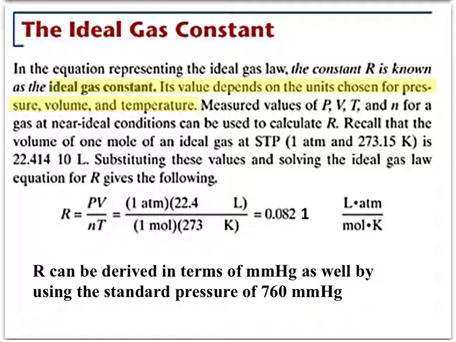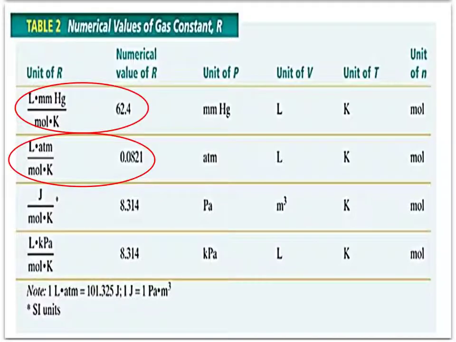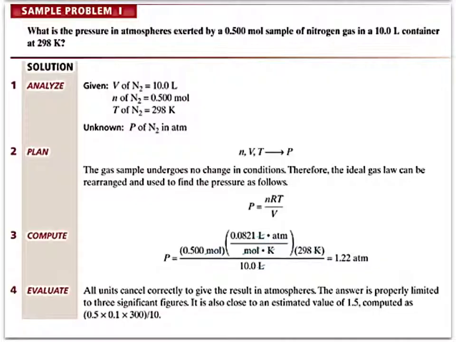When 760 millimeters of mercury are used as the pressure value at STP, the answer is 62.4 millimeters of mercury liter per mole Kelvin. This table demonstrates all of the possible values for R. The ones circled are the ones most commonly used in our class. Pause here to study this example of solving a problem of an ideal gas.